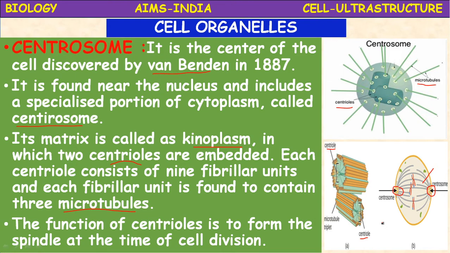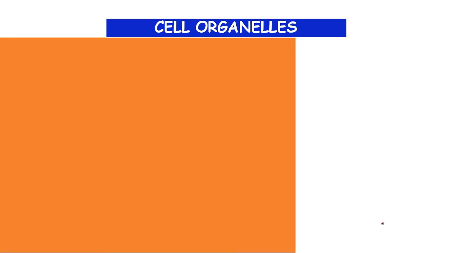Okay children, who discovered centrosome? Centrosome was discovered by Van Benden. How many centrioles are present in the centrosome? There are 2 centrioles present. What is the matrix of centrosome? It is called kinoplasm. The kinoplasm of centrosome consists of 2 centrioles. Okay, let us proceed.